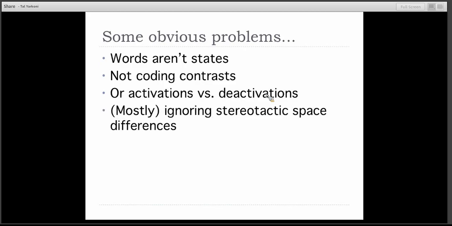I mentioned we're mostly ignoring stereotactic space differences. This is a general problem for the field. It's not like this is a unique problem for this kind of approach. It's the same for Brainmap or SumsDB. I mean, you can convert things, but it's never perfect. And then there's lots and lots of different spaces. So we do something about that, but not as much as we could. And the approach makes errors.